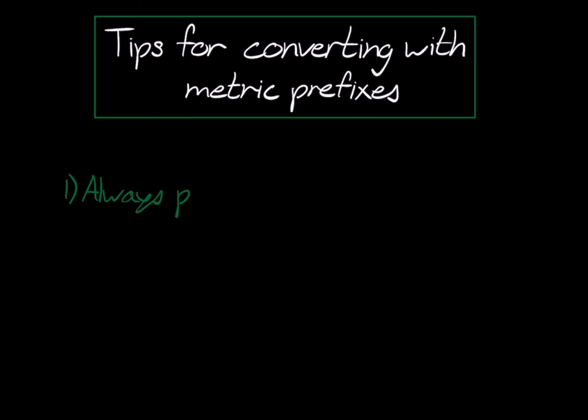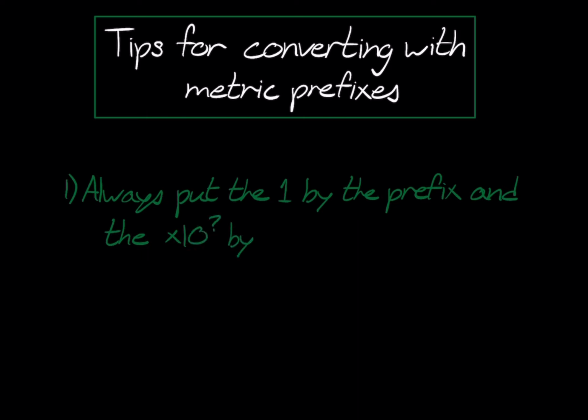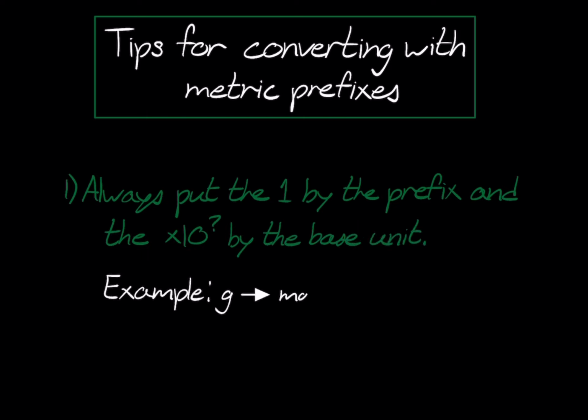Number 1, always put the 1 by the prefix and the times 10 to whatever power by the base unit. For example, if you're converting between grams and milligrams, you would write 1 milligram, because the 1 goes by the prefix, over 10 to the power of negative 3 grams, because the 10 to whatever power goes by the base unit.